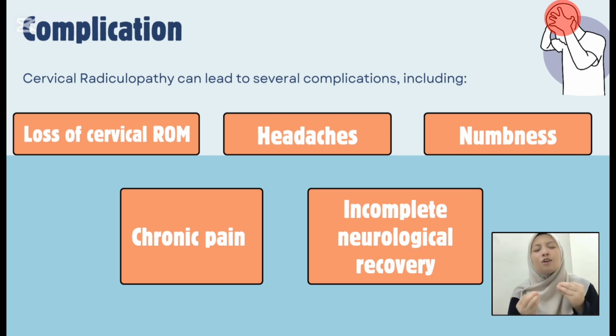The last one is incomplete neurological recovery. Cervical radiculopathy occurs due to nerve compression in the cervical spine. If this condition is not treated effectively, nerve damage may persist and lead to incomplete neurological recovery, and this may result in residual symptoms like tingling, numbness, and weakness in the arms and hands.